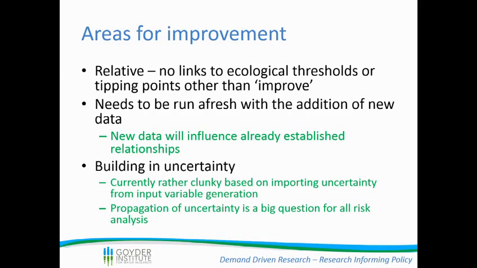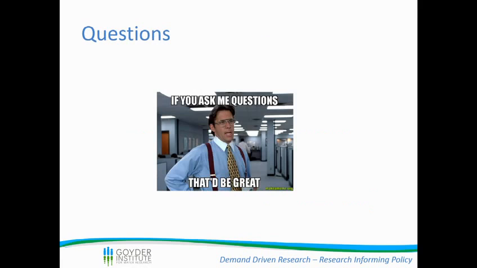It needs to be run afresh every time you add new data. With principal component ordination, you can't just add one single point in, you have to redo the whole thing. And we've got to figure out uncertainty, how we build that in. Obviously there's uncertainty that comes from hydrological models. How does that then propagate through this system so that we end up with a number and an uncertainty bound around it? We haven't quite got that one licked, but we've got a few ideas there.